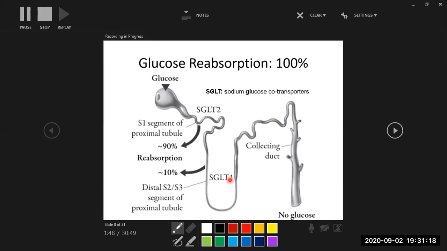Okay, so the question would be: which is the major transporter for glucose reabsorption in the nephron? SGLT 1, 2, 3, 4, something like that. You need to pick 2. Which one comes early? 2. Okay, which one comes next? 1. Okay, so that's a quiz question.